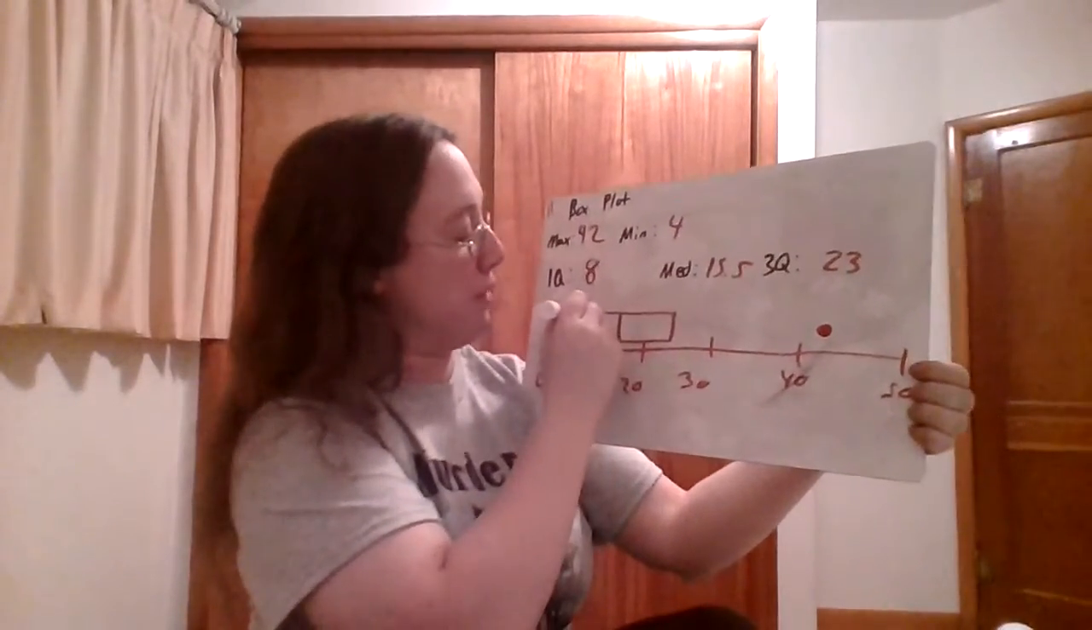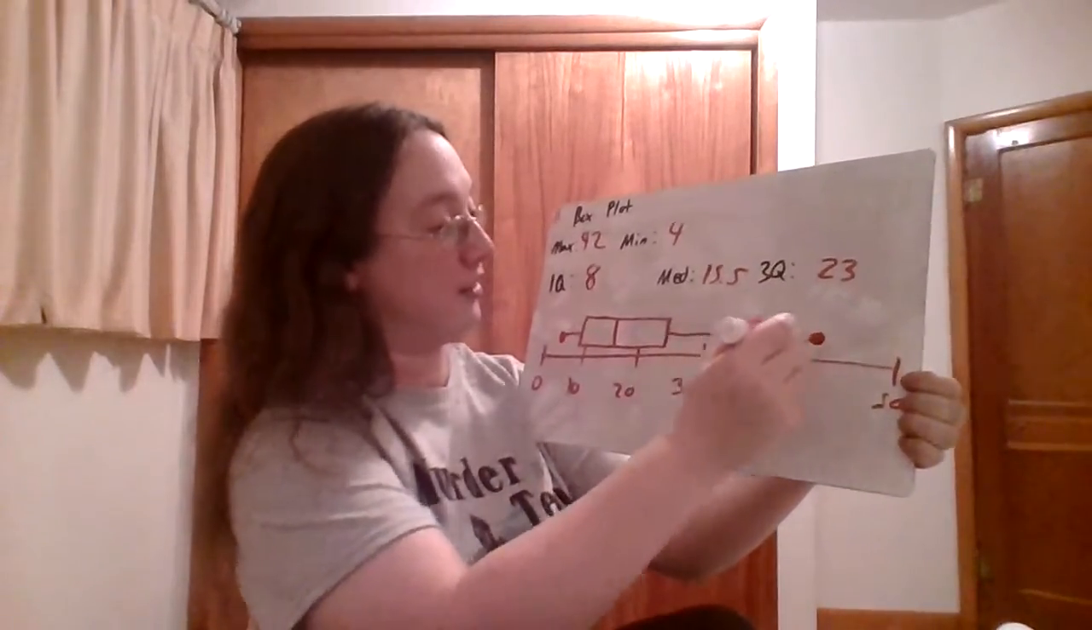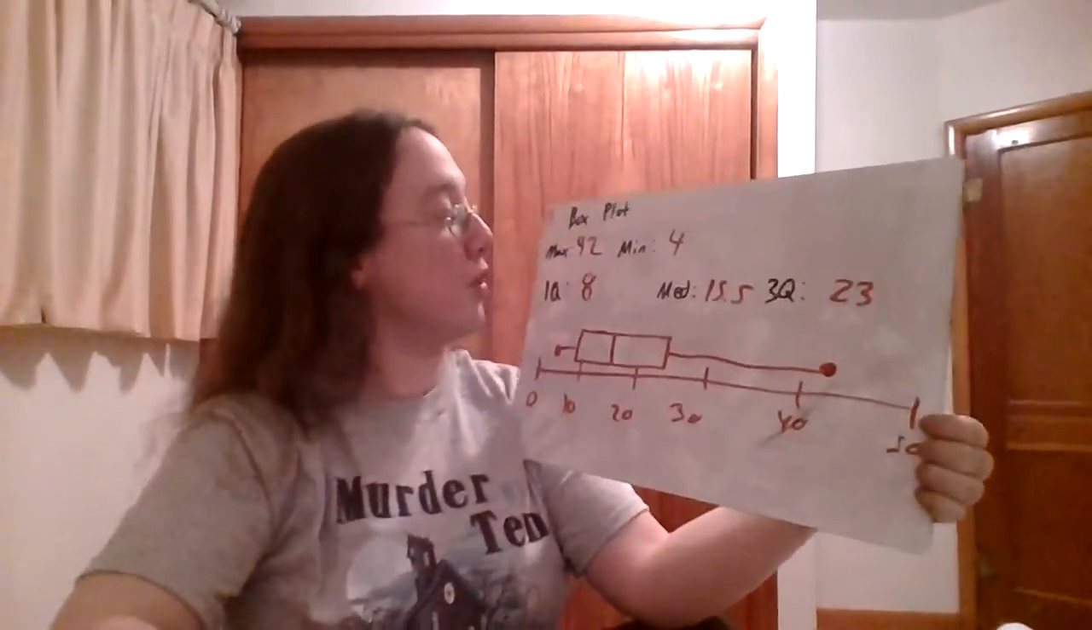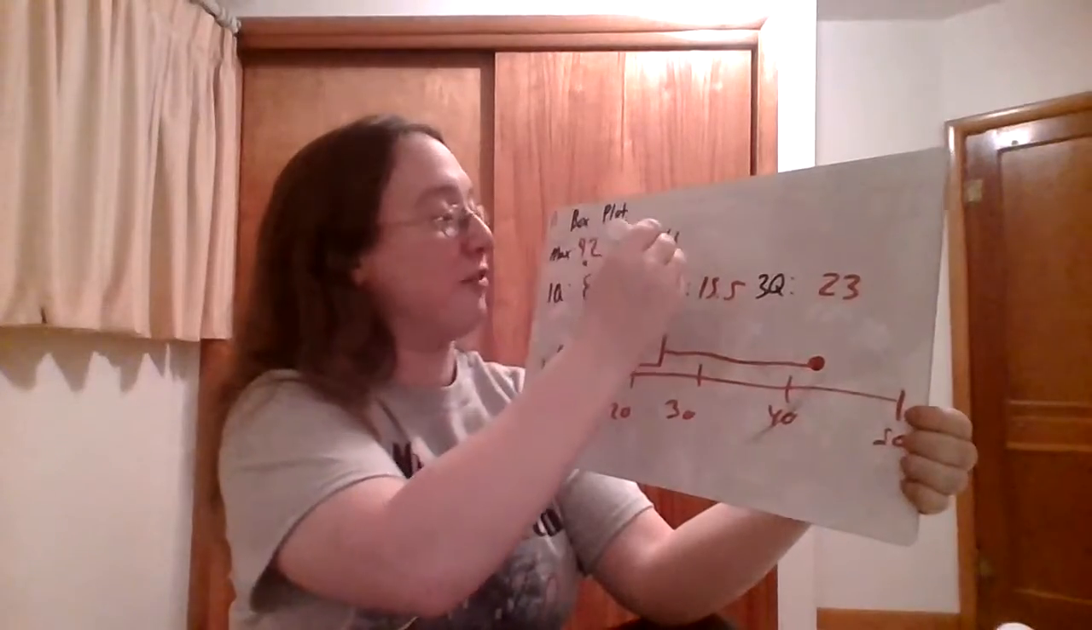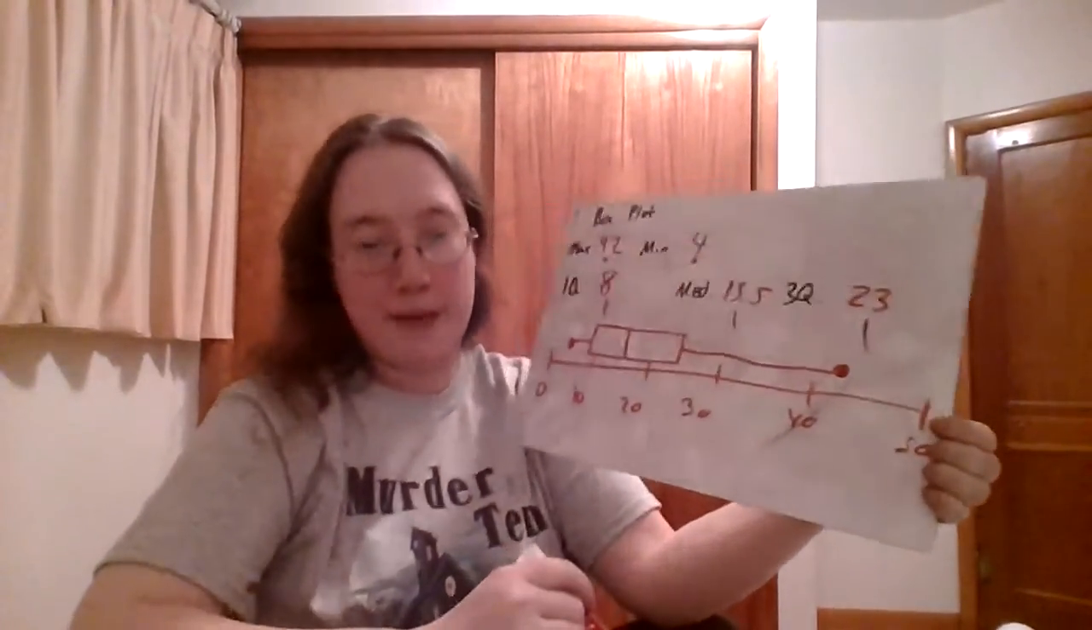And then we're going to make a box out of those 3 things and connect your dots to that box. So, your minimum and your maximum get dots. These 3 get lines. And then you connect them. And you make a box.